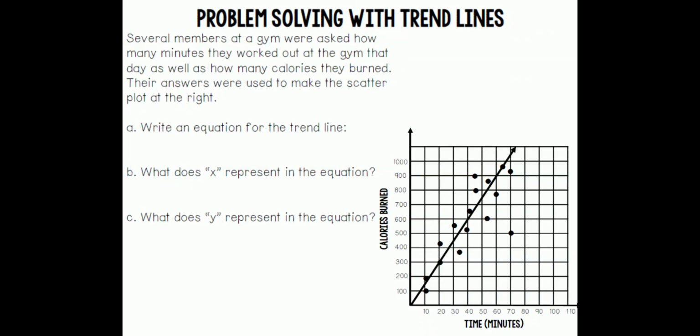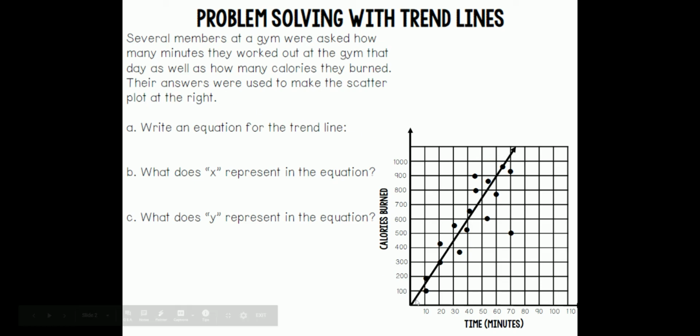In this video, we're going to look at some complex stories, and we're going to try to answer some questions using trend lines and scatterplots. Let's begin. So in our first story, we've got several members at a gym who are asked how many minutes they worked at the gym, as well as how many calories they burned. Their answers were used to make the scatter plot to the right.